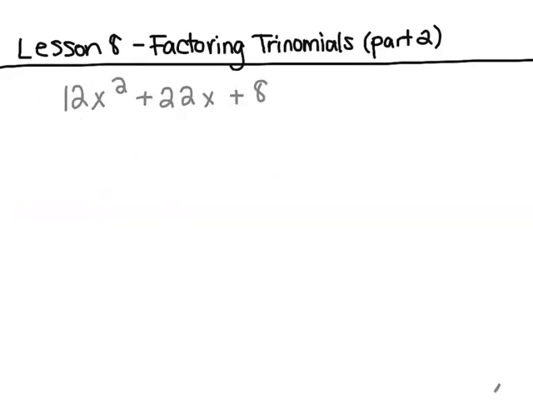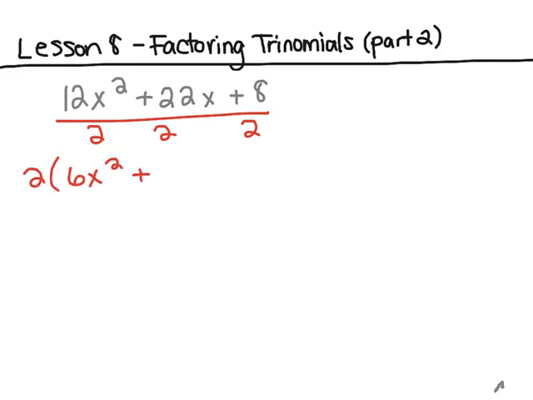For the next one, our A is 12, our B is 22, and our C is 8. Now, as you can see, these all are even numbers. So you can factor out a 2 right at the beginning. So divide a 2 in everything, just to make everything a little bit smaller. So on the outsides, we'd have a 2, then we have 6x squared plus 11x plus 4.